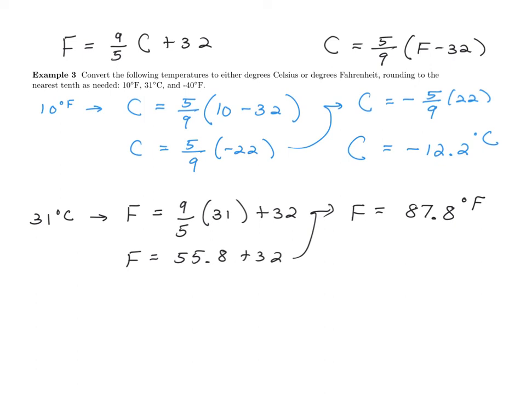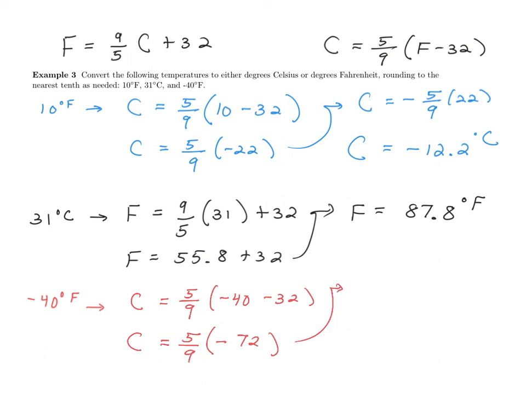And for the last one, negative 40 degrees Fahrenheit, which is pretty cold. So since we're converting to Celsius, I'm going to use this one here. I'll put negative 40 here and simplify it to solve for C. Let's see what we get. Okay, so C is equal to 5/9 times negative 40 minus 32. A negative then minus 32 still is negative, negative 72.